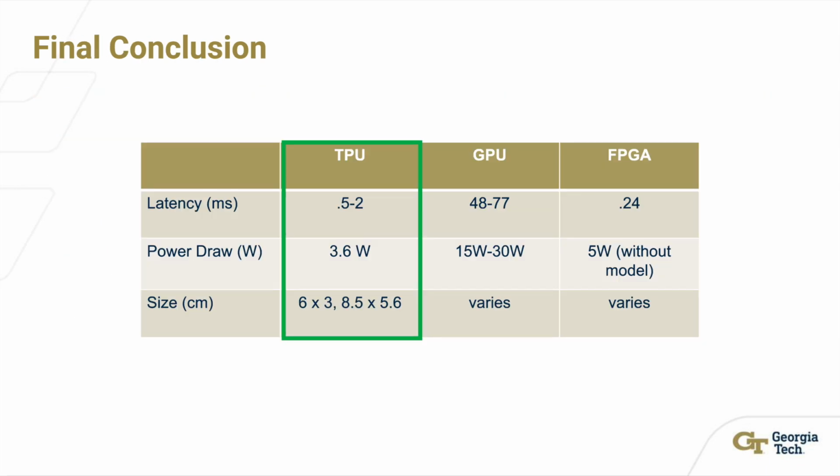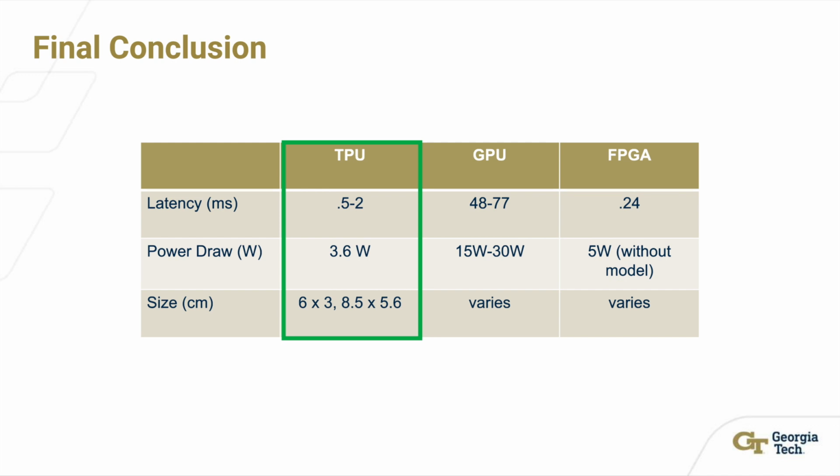The final conclusion from our results of investigating the TPU, GPU, and the FPGA, we can see that the TPU is the clear favorite when it comes to an actual implementation for a 9-line medevac digit recognition system, as we had an average latency of 0.5 to 2 milliseconds for the TPU, power draw of 3.6 watts, and a very small form factor for the size. And comparing that with the GPU, which had a latency of 48 to 77 milliseconds and a very much higher power draw, and with the size being much larger but varying across different types of GPUs.